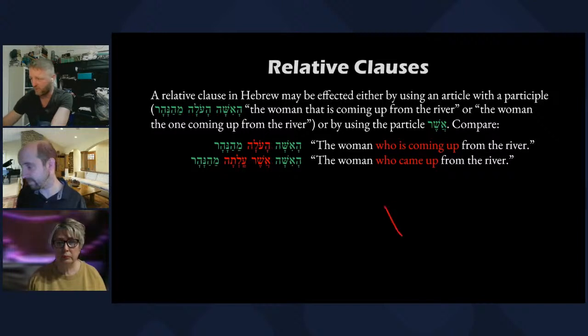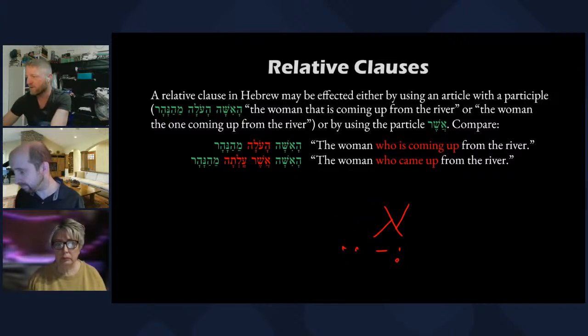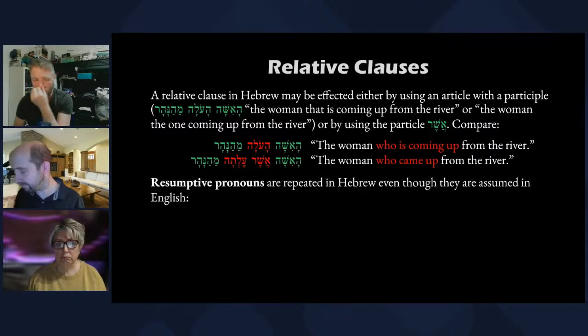Asher is a very important particle in Hebrew, and it's used as a relative pronoun most of the time. Asher. But it can also be used with time. It can be used with place. It's not just people. So it's the place where you live, or it's many, many things. But it's nice. It's beautiful. It allows us to make more complicated sentences.